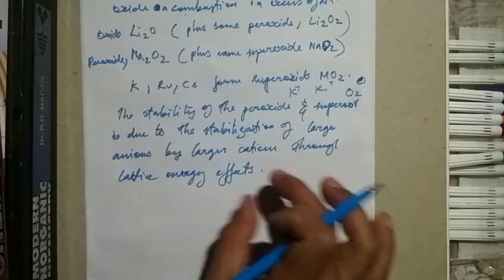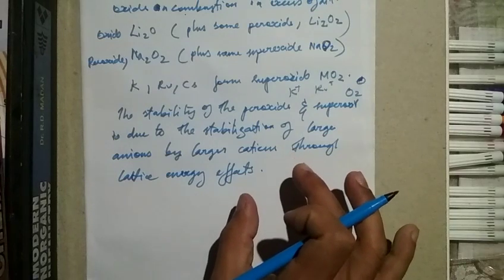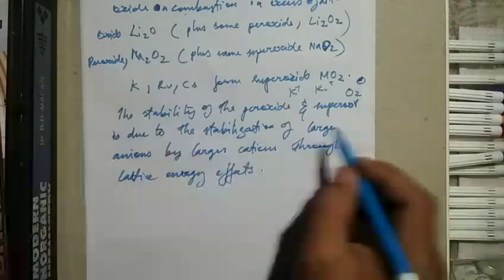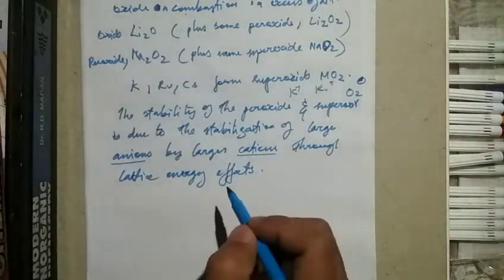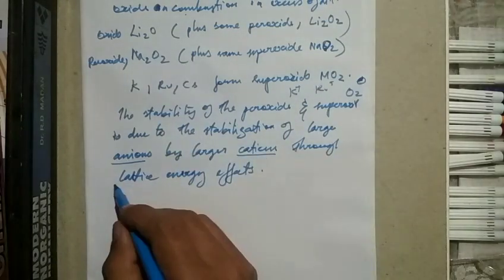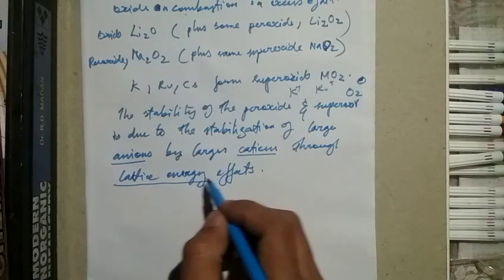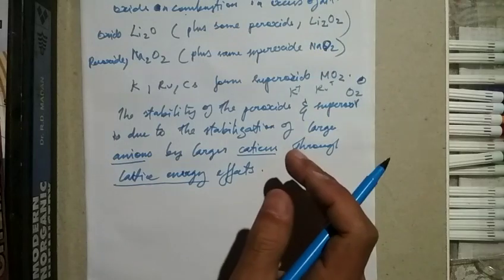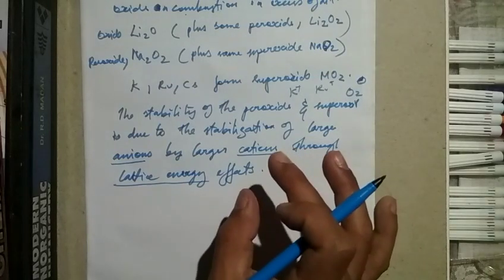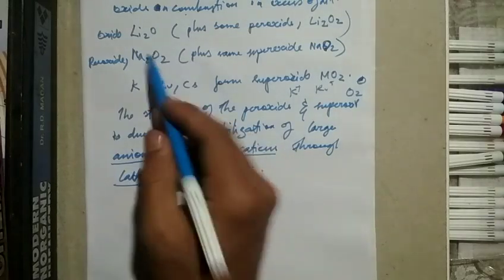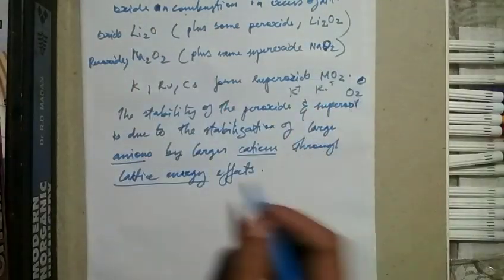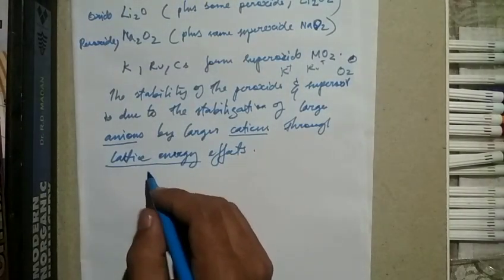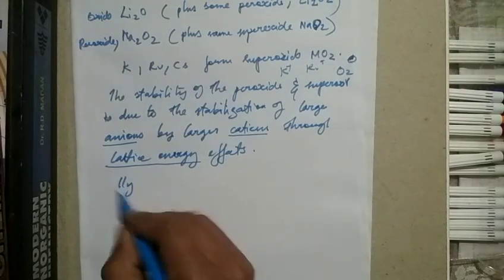So a larger cation and a larger anion form a stable compound. The energy involved when these anions and cations combine to form a compound is known as lattice energy. That is in simple words. Similarly, I'm writing in short form.